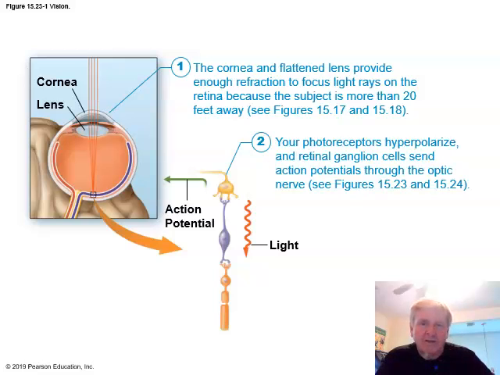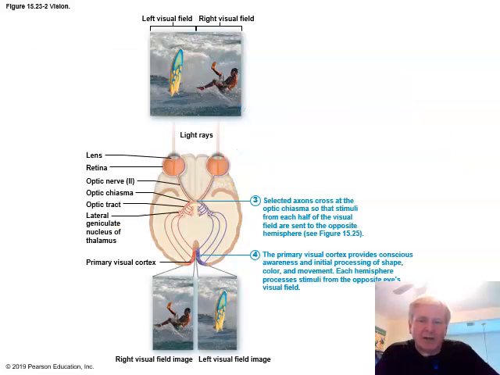So when the cornea and a flattened lens provide enough refraction to focus light on the retina, because the subject is more than 20 feet away, your photoreceptors hyperpolarize, and the retinal ganglion cells then send action potentials through the optic nerves. Then some selected axons cross over at the optic chiasma, so that stimuli from each half of the visual field are sent to the opposite hemisphere. Your primary visual cortex then provides conscious awareness and initial processing of shape, color, and movement. Each hemisphere will then process stimuli from the opposite eye's visual field.